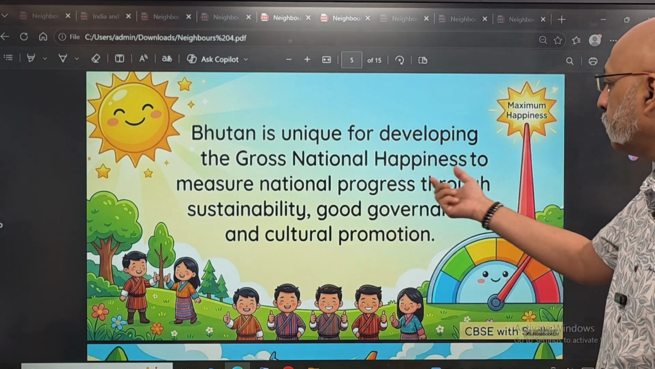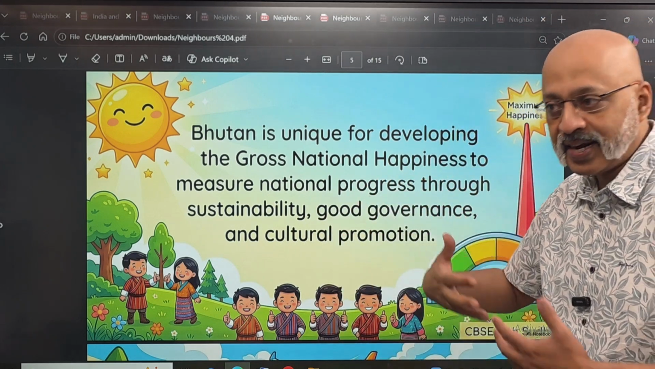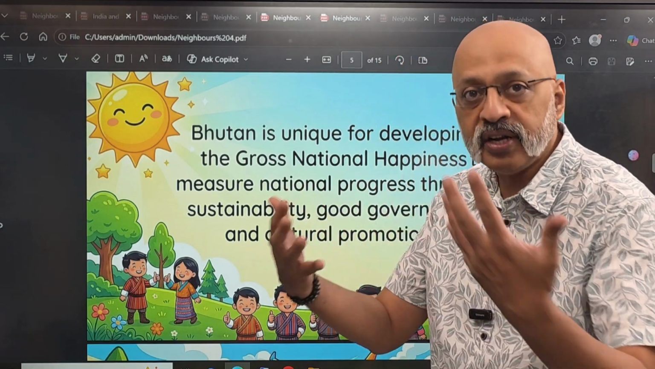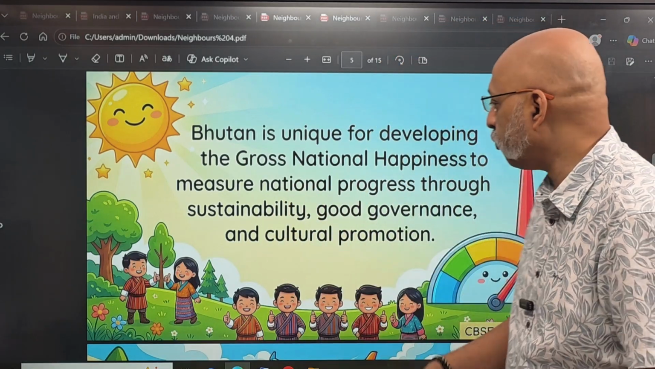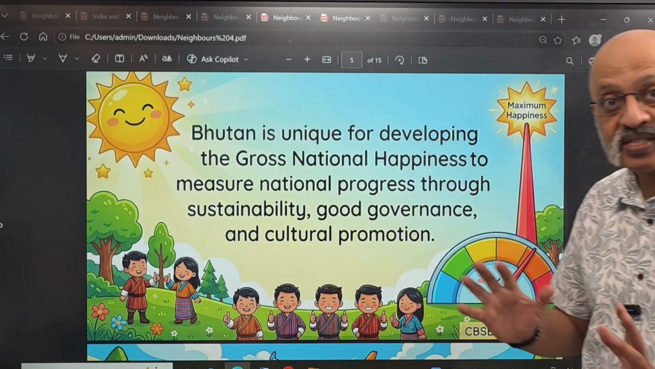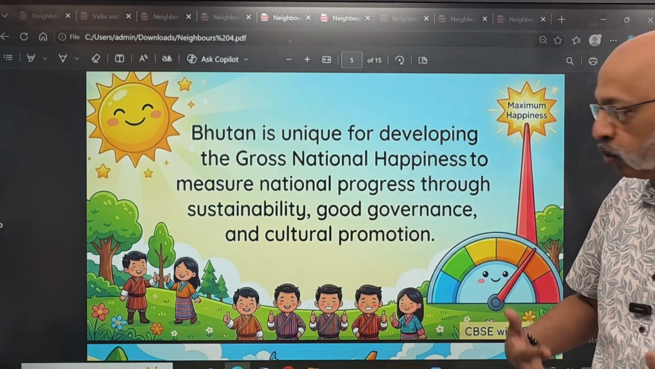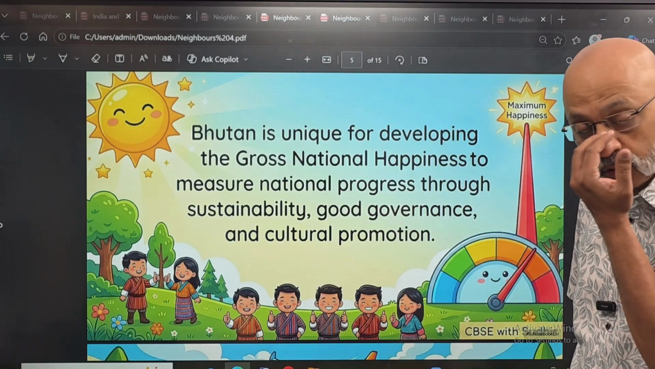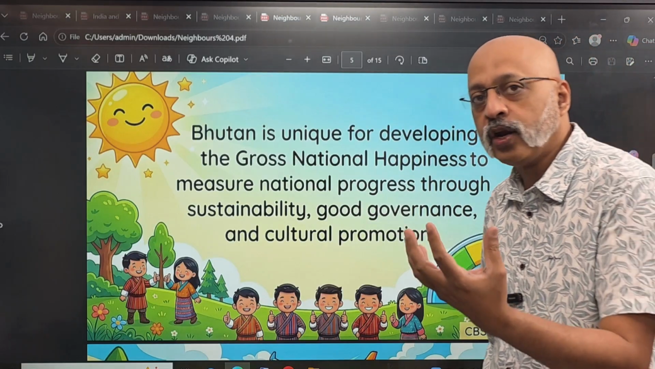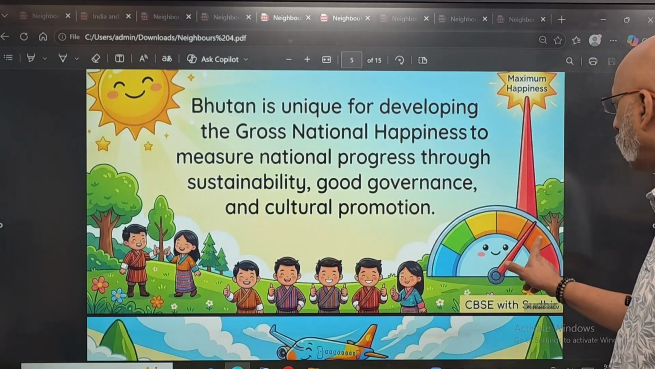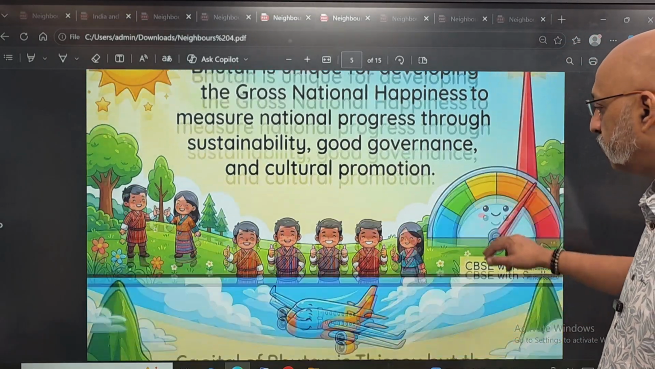To measure national progress through sustainability, that is, you do things, you eat fresh fruits, fresh vegetables, and generally do things in a happy state of mind. Good governance, where there is no or less corruption, and cultural promotion, you promote your local culture and do not get influenced by Western culture too much. So their Gross National Happiness Index is very good.